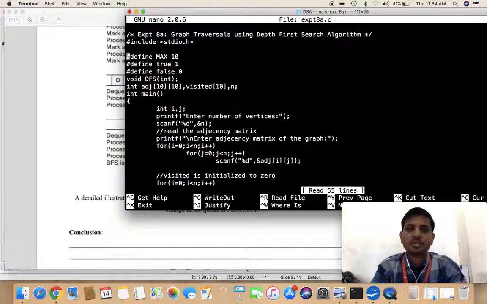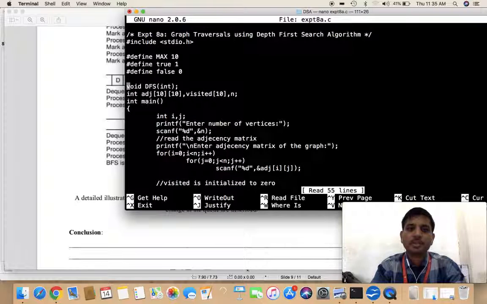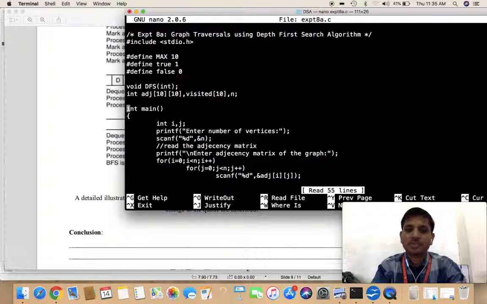Next one is hash include stdio, then define MAX as 10. Now my DFS traversal requires a stack, so that's why I am using here the max size of this stack as 10. Then I'm using the preprocessor directive TRUE and FALSE as 1 and 0. Then one function I'm declaring, DFS, which is responsible for visiting all the nodes or traversing.